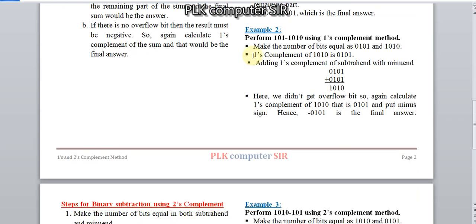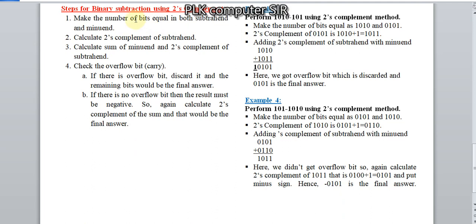Now we will discuss 2s complement. My dear students, steps 1, 2, 3 will be the same as 1s. So make the number of bits equal in both subtrahend and minuend. I already told you, the minuend has the positive sign in front, the subtrahend has the negative sign in front. So calculate the 2s complement of the subtrahend. Always calculate the complement of the subtrahend, if it is 1s then 1s, 2s then 2s. Number 3, calculate the sum of the minuend and the 2s complement of the subtrahend.